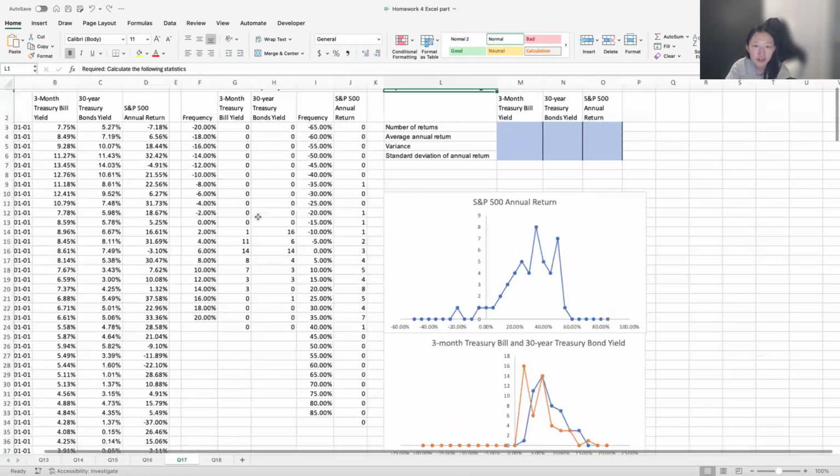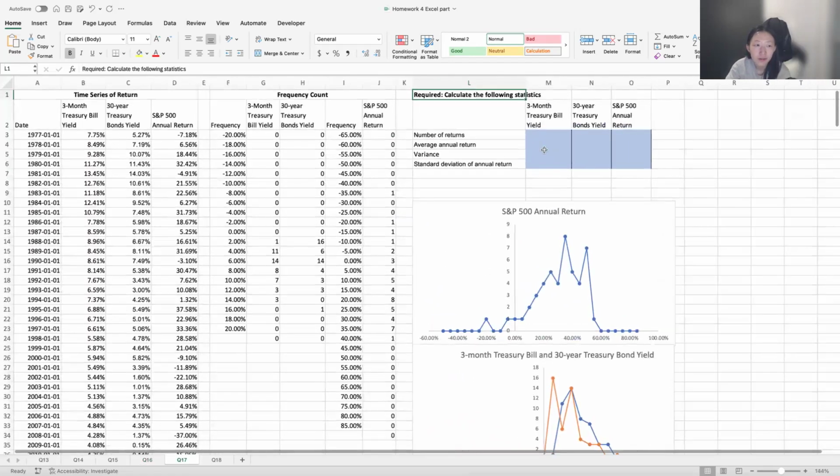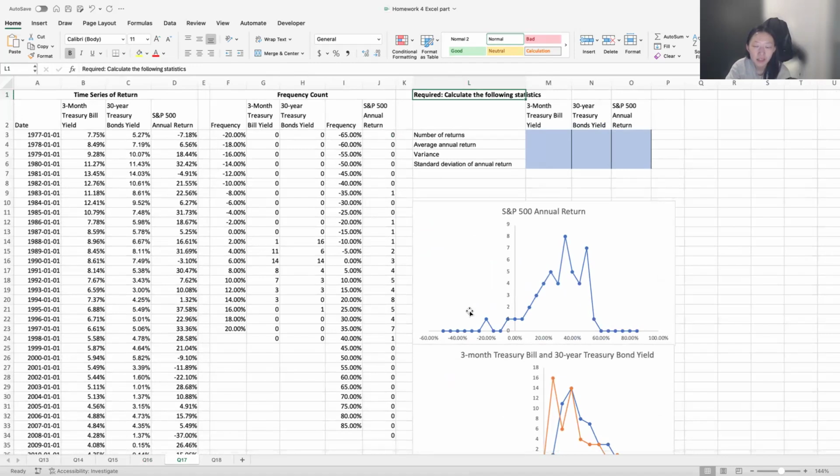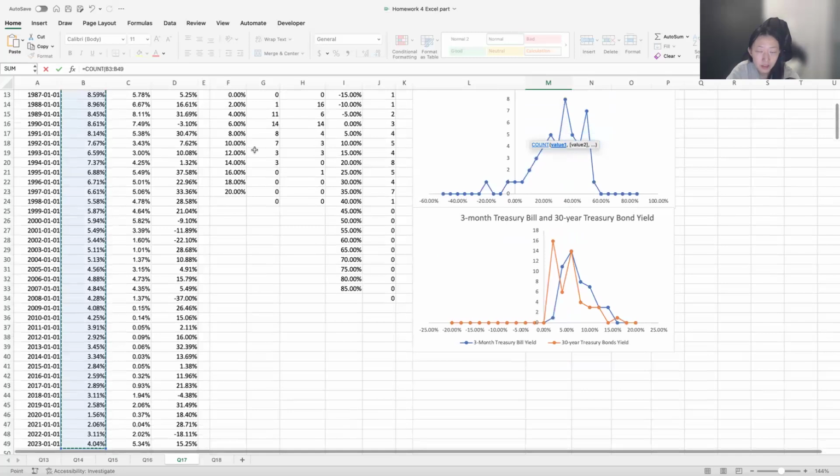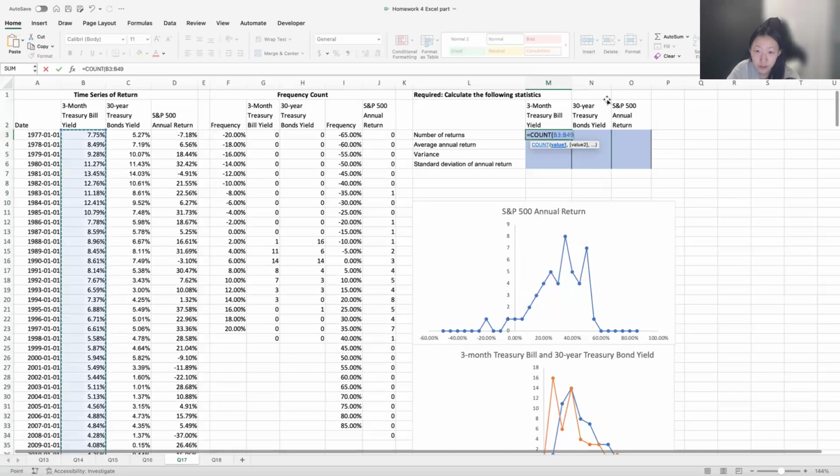Next is question 17. In this question, I would like you to calculate the standard deviation and variance of return over a time series. Now that we have a time series here, for the number of returns, you just need to calculate the count. Enter.